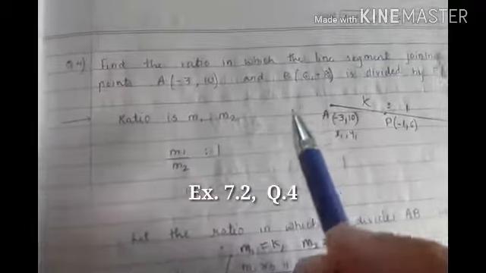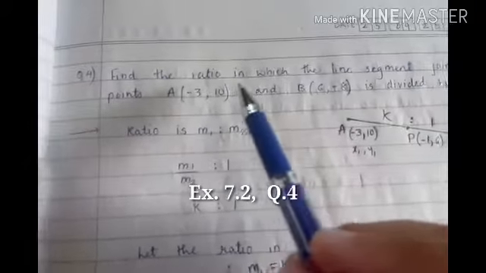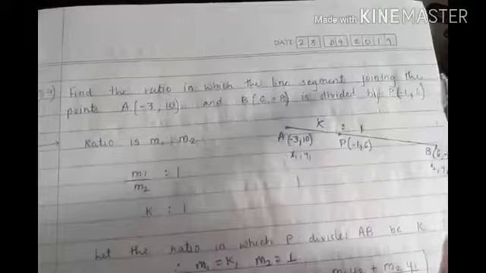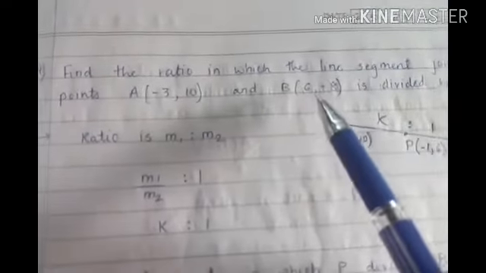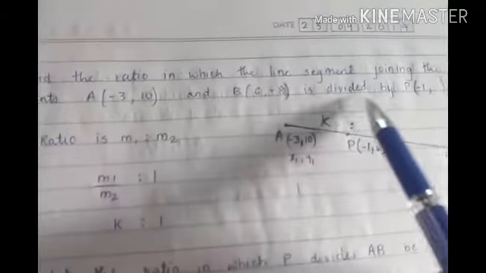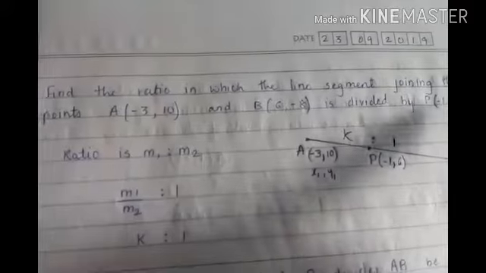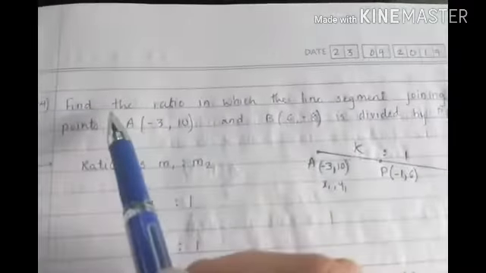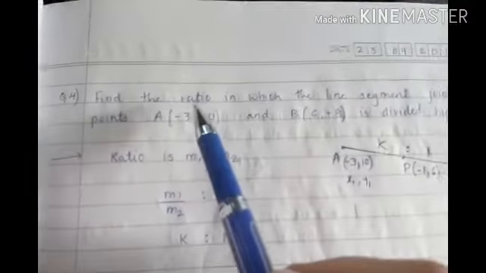Hello students, the next question is exercise 7.2, question 4. Find the ratio in which the line segment joining the points A(-3, 10) and B(6, -8) is divided by P(-1, 6). Okay, so what is given to us is we have to find the ratio here. We don't have to find any coordinates, but we need to find the ratio.